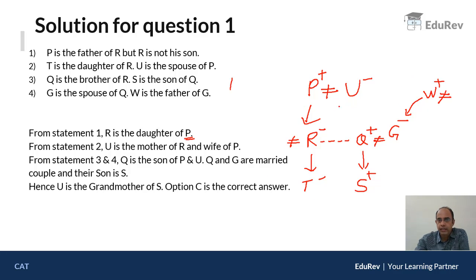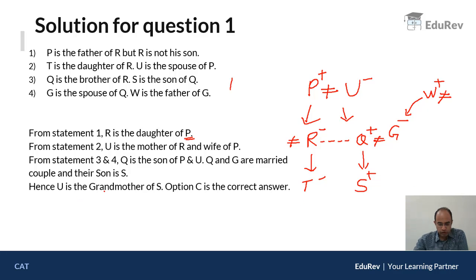Now, if I want to understand this family tree, it means P and U are a married couple and they have got two children, a daughter R and a son Q. Both R and Q are married. Nothing has been said about R's husband, but Q has been married to G. And G's father is W. Now she has got a daughter by the name of T, and Q and G have got a son by the name of S. So this much information can be decoded by this family tree.